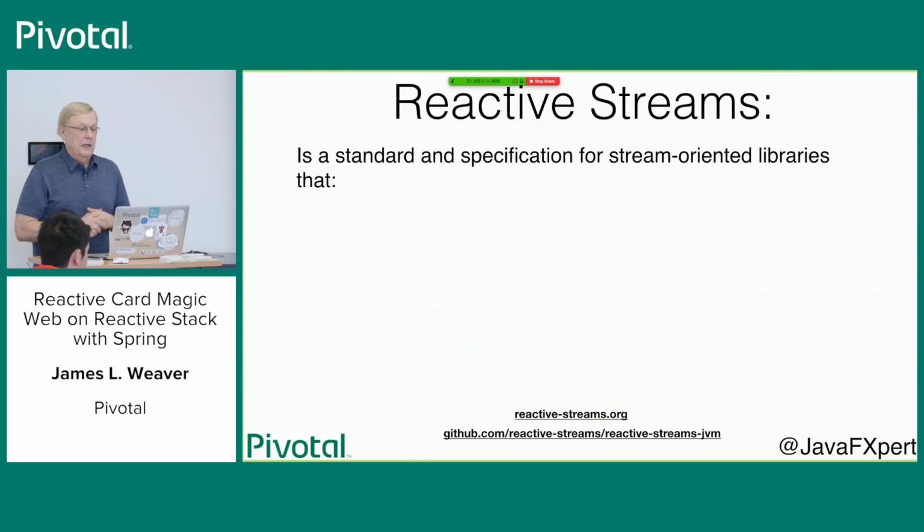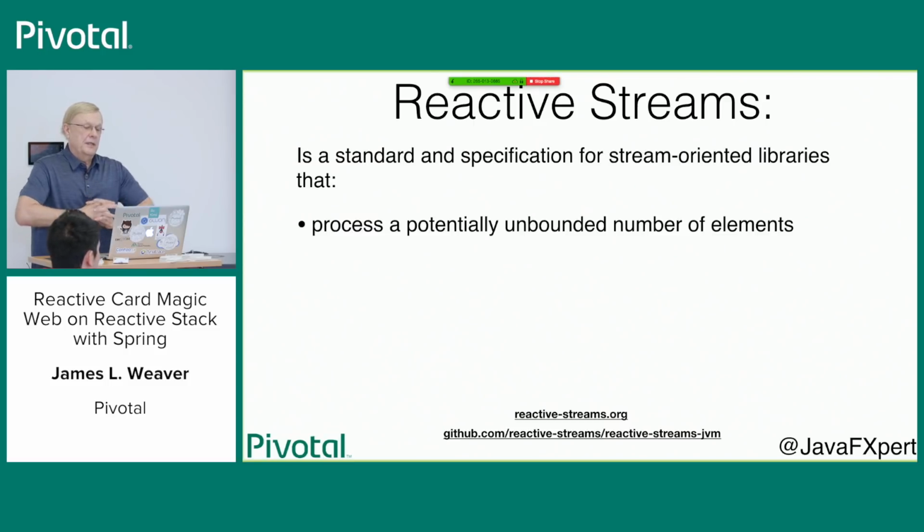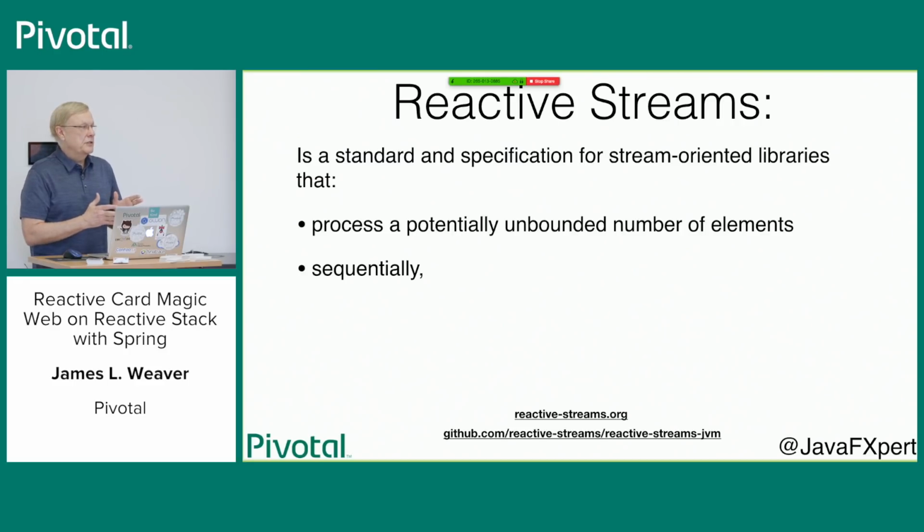That was that initiative for creating a standard and specification. And so it's for stream-oriented libraries. So streams, elements being messages and events being streamed that could potentially be unbounded. A stream of data could be infinite. It could never end. And so reactive streams needs to be able to handle that situation even when the stream doesn't end. And it needs to process them sequentially. So underneath the covers of a reactive library, if a stream has elements of a given order, we don't want that order to be changed.